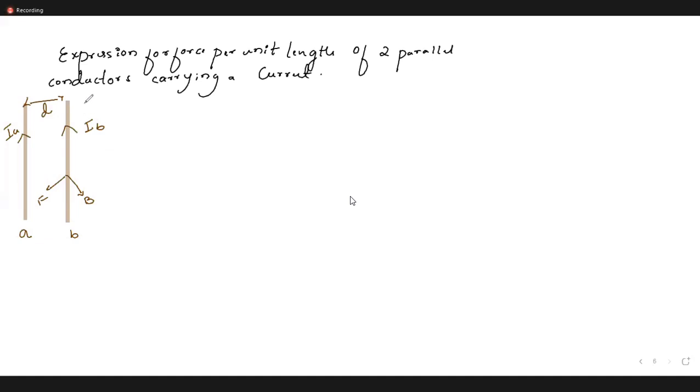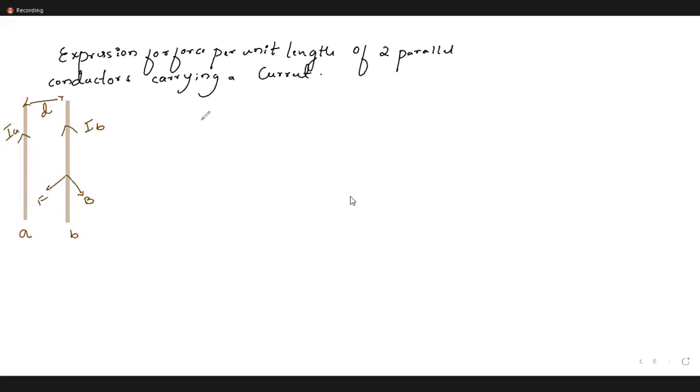I already told you that if it is a current carrying conductor, then along with the flow of electrons the electric field will be there. Apart from that, around the moving charges there will be both fields, electric field as well as magnetic field, but any conductor won't experience its own magnetic field. Whatever magnetic field is produced by the first conductor will be experienced by the second one, and whatever magnetic field is produced due to the second conductor B will be experienced by the first conductor.